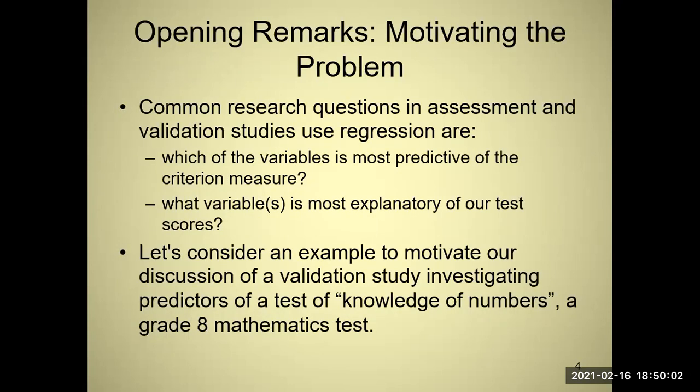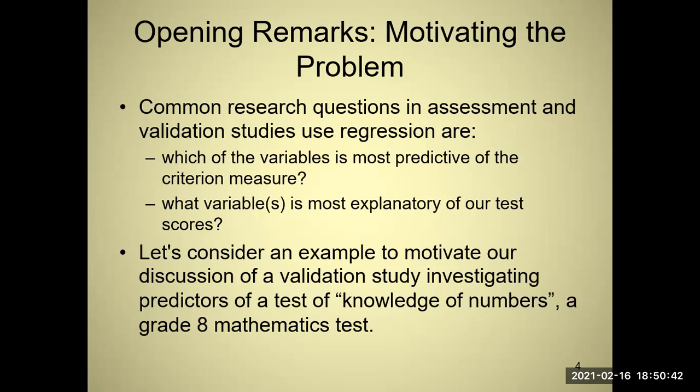A very common research question in assessment and validation studies uses regression, and these kinds of questions include which of the variables is most predictive of a criterion variable. So think if we're doing some sort of criterion validation study, we have a series of predictor variables, and we ask which variable or variables is most predictive, and most explanatory of our test scores. In a sense, these are highly interrelated types of problems. In fact, one can think of them as the same mathematical problem cast two different ways.